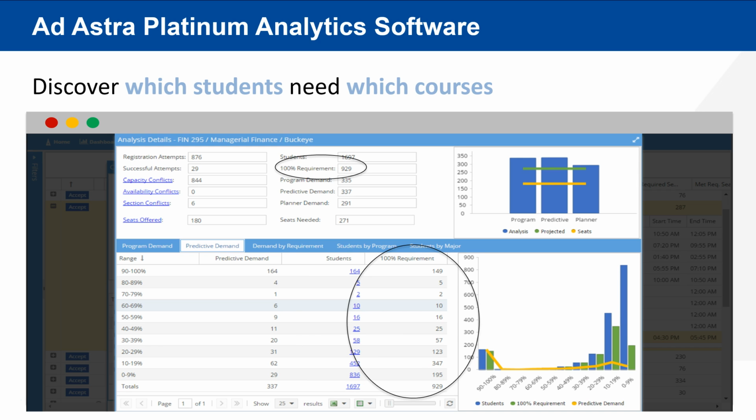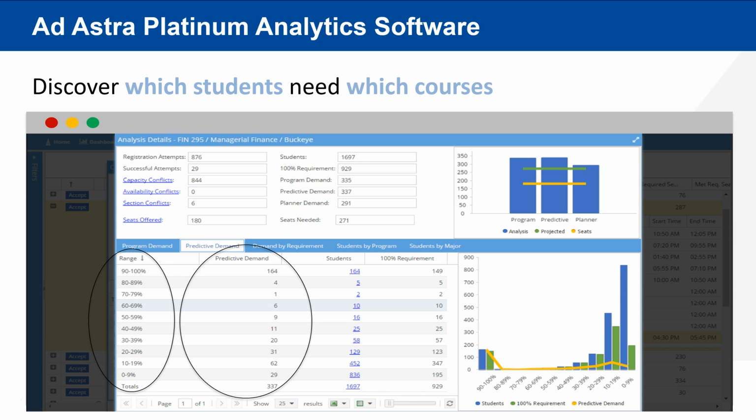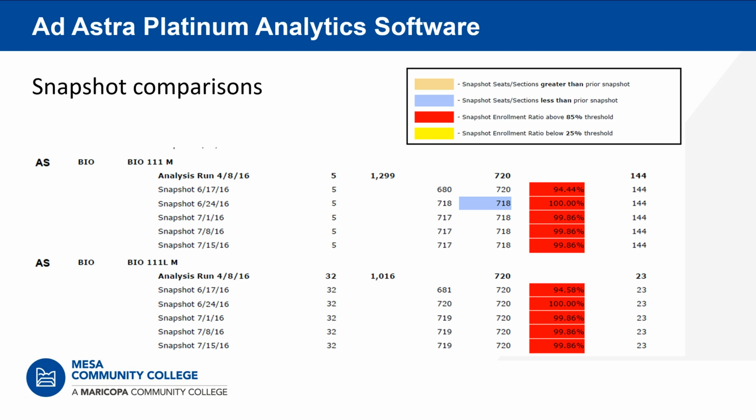And over here, you'll see the number of students who need it by requirement. It's not a restricted elective or something like that. And ultimately, it gives you this predictive demand data: how many students are likely to actually take it this semester, based on the data that's housed in SIS.